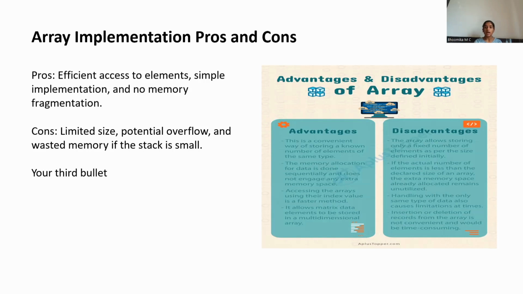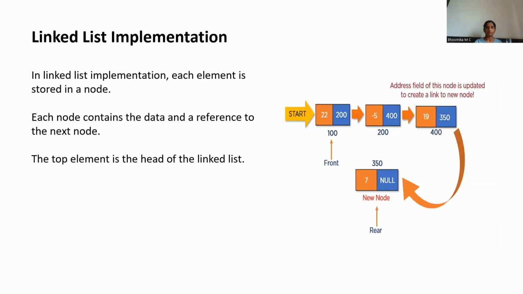Disadvantages. The array allows storing only a fixed number of elements as per the size defined initially. If the actual number of elements is less than the declared size, the extra memory space already allocated remains unutilized. Handling only the same type of data also causes limitations. Insertion or deletion of records from the array is not convenient and can be time consuming.